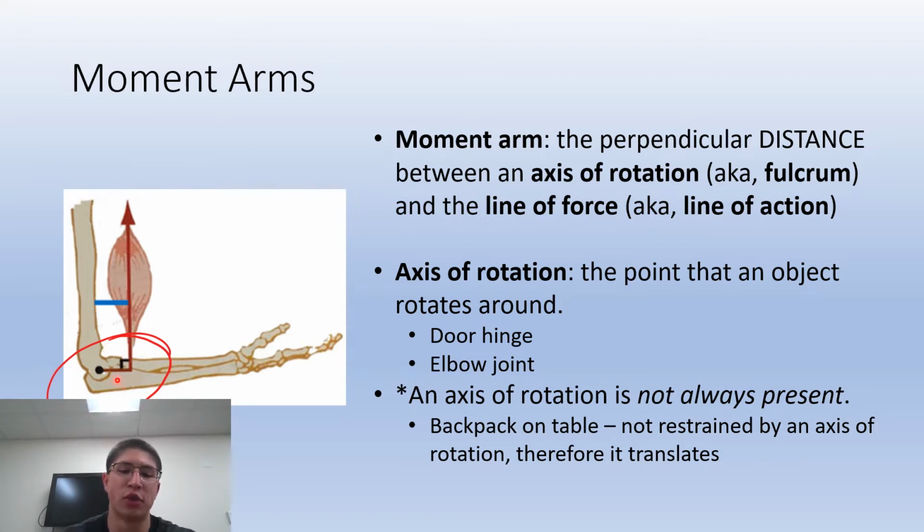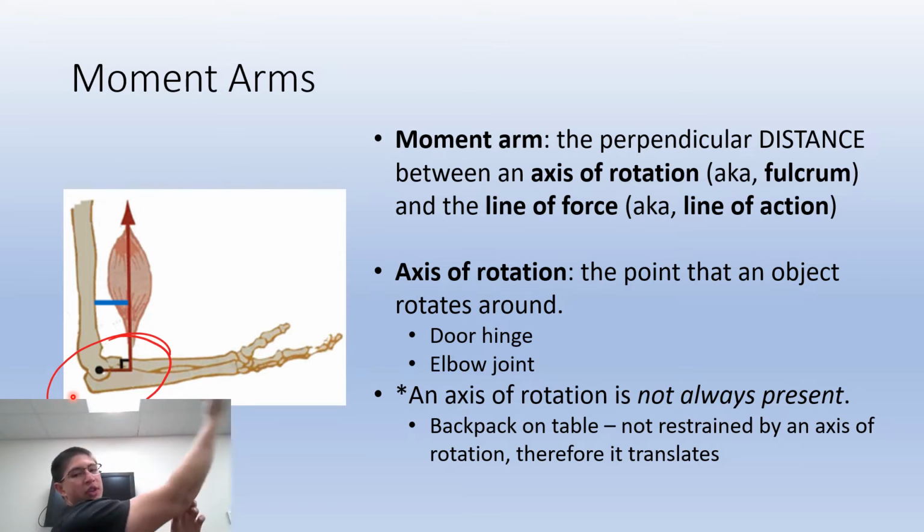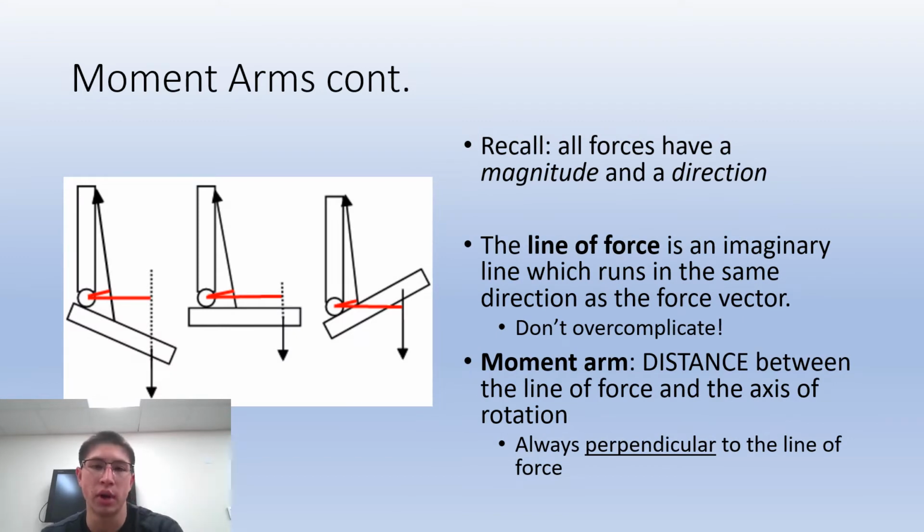Last thing with regard to axis of rotation, keep in mind that an axis of rotation is not always present, right? So with the door example, we have an axis, it's the hinge. With the elbow example, the axis is the elbow joint because things rotate around that joint. But with other things, like the backpack example, there is no axis of rotation. So remember, when I push on that backpack, there's nothing that the backpack was rotating around. It's just sliding in a straight line or translating. So just important to keep in mind, there's not always going to be an axis of rotation. So the second component of the moment arm is the line of force, or the line of action.